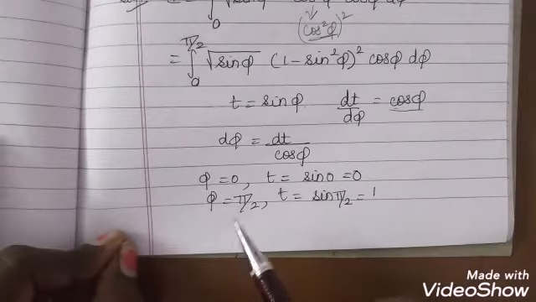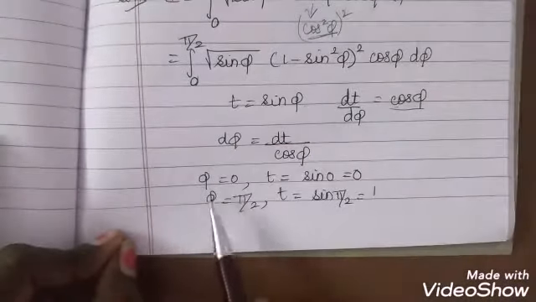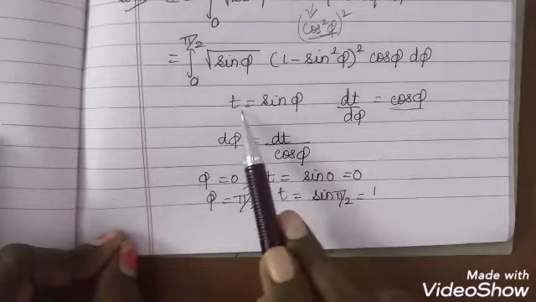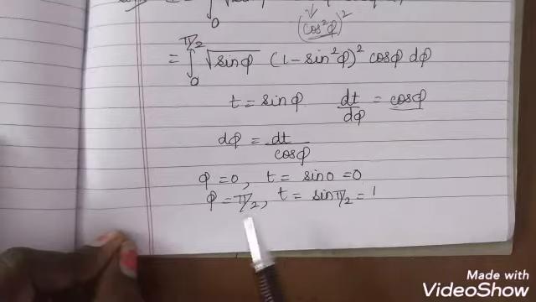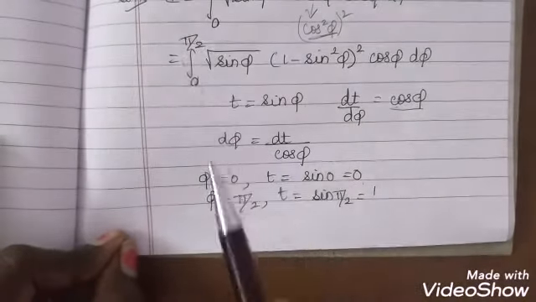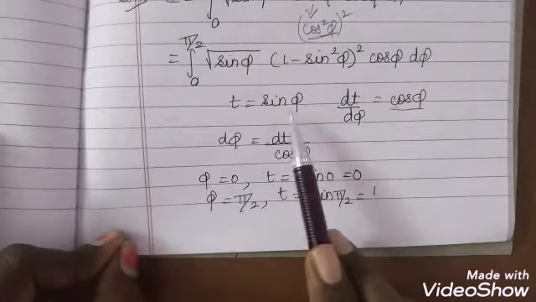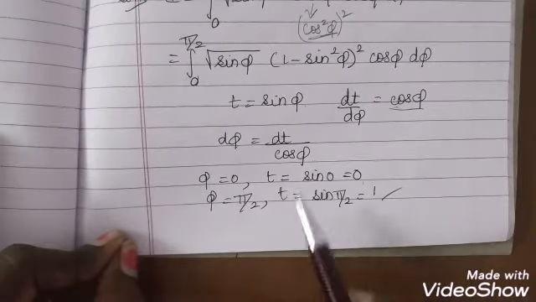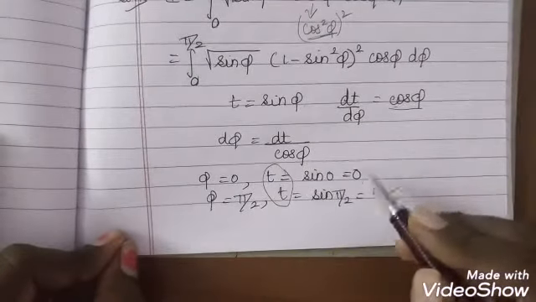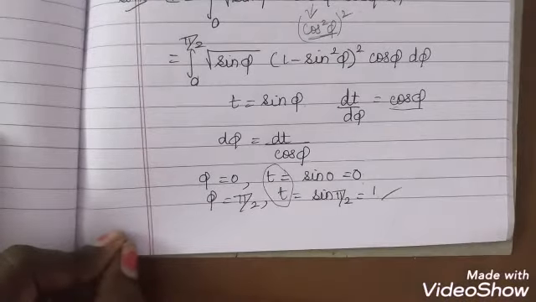So now I told you, you have to change the limit. What's the lower limit in the question? You have got 0. So when phi is equal to 0, you will get t is equal to sine 0. What is sine 0? That's nothing but 0. Now what's the upper limit here? It's pi by 2. So when phi is equal to pi by 2, you will get t is equal to sine pi by 2. What is sine pi by 2 equal to here? It is equal to 1. So in terms of t, what is the lower limit here? It is 0. And what is the upper limit? It's nothing but 1. Okay, so here we'll see how we can integrate it now.